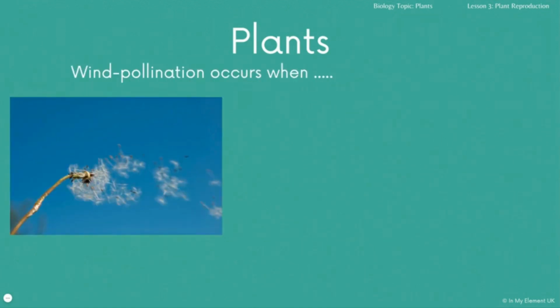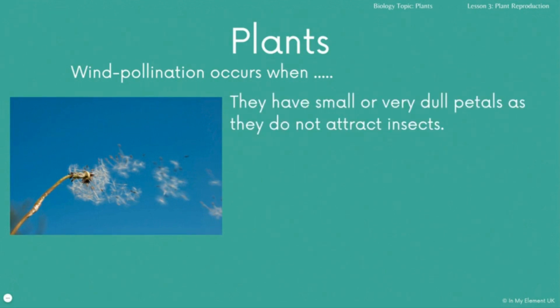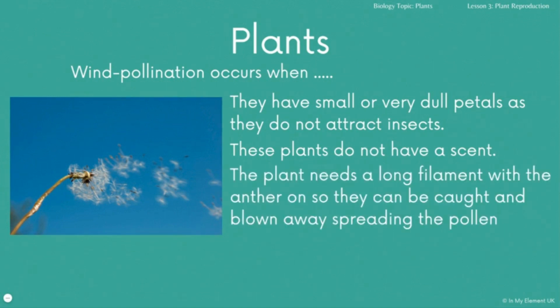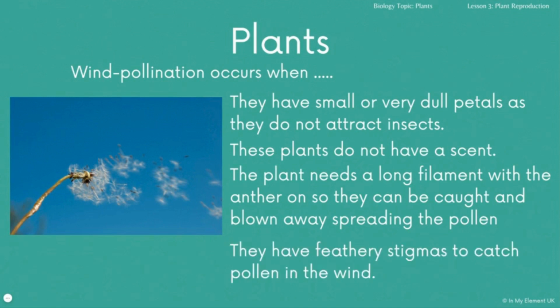Looking at wind pollination, this will occur when these plants have small or dull petals, so insects aren't actually attracted to them. These plants often don't have a scent, and they will have a really long filament with the anther on, the reason being so that the pollen can be caught and blown away quite easily. They also have feathery stigmas to catch the pollen when it's being transferred from one plant to another.